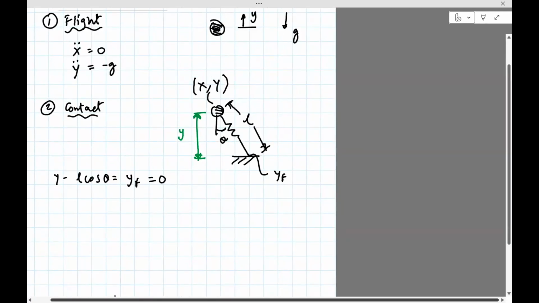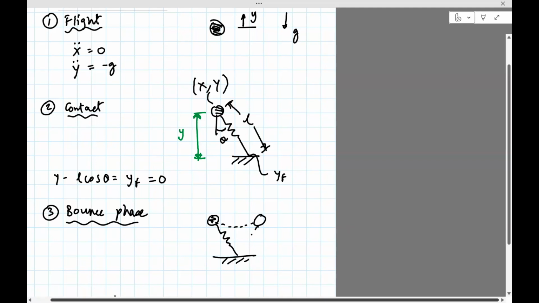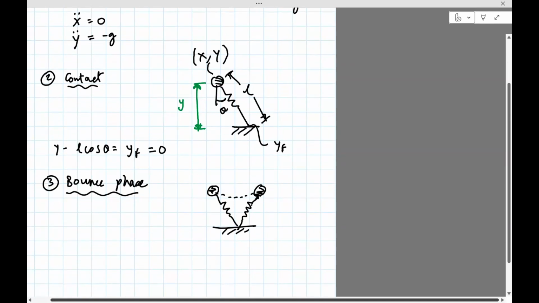Okay, that's the contact. The third one is the bounce phase. The bounce phase is when the mass undergoes a sort of deformation because the spring is compressed and then let go. Now for this one, we could use Newton's laws, we could use Lagrange equations. To use Lagrange, we know step 1 is to identify the position and velocity of the center of mass. So that is just simply x, y, x dot, y dot. The second step is to identify the Lagrangian, which is T minus V.